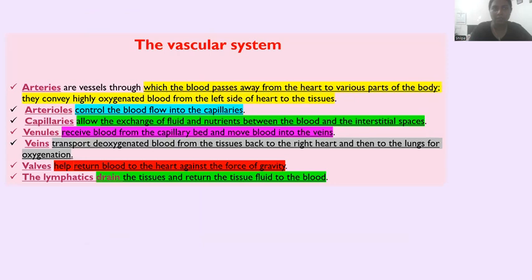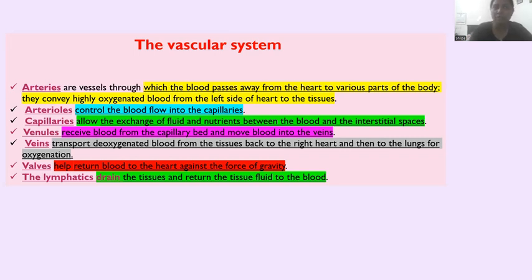And the heart rate and vascular system. You should remember about the arteries, what the arteries are doing, then arteriole, capillary, venule, vein, and about the valve. A lot of things are there. Arteries are the blood vessels through which blood passes away from the heart to various parts of the body, carrying highly oxygenated blood from the left side of the heart to the tissue. Then arterioles control the blood flow into the capillaries, and capillaries exchange nutrients between the blood and interstitial space.